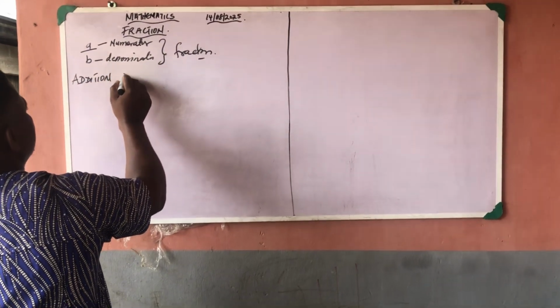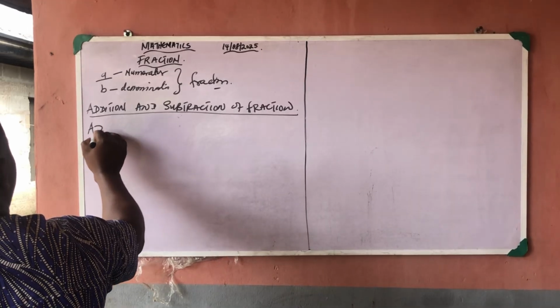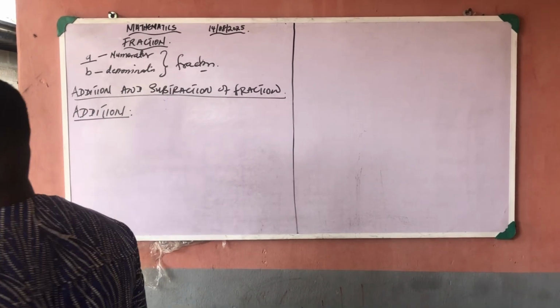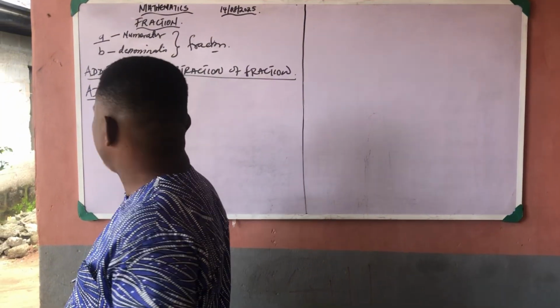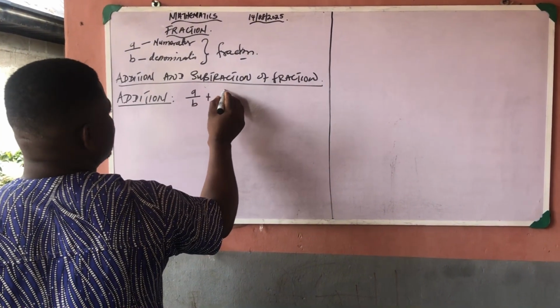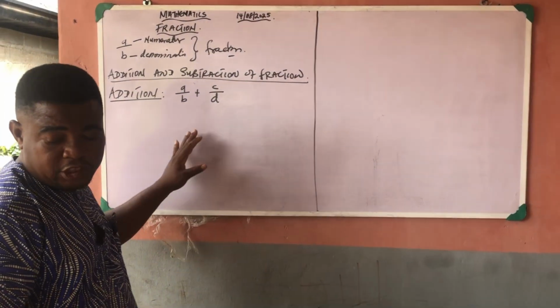Addition of fraction. When you want to add two fractions, for example, A over B plus C over D, you want to add these two fractions.